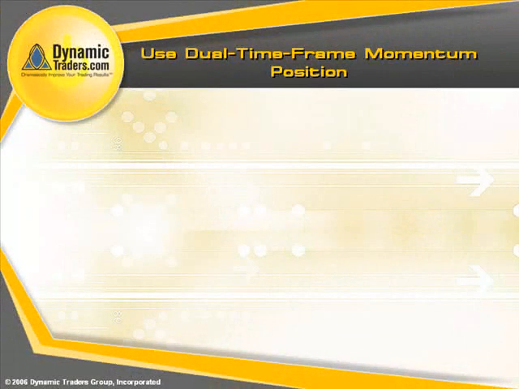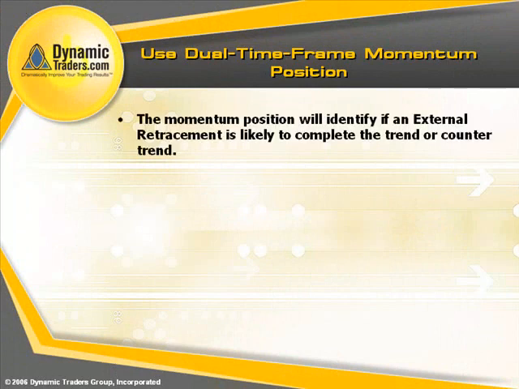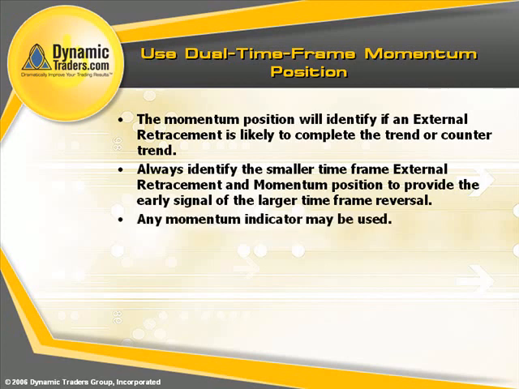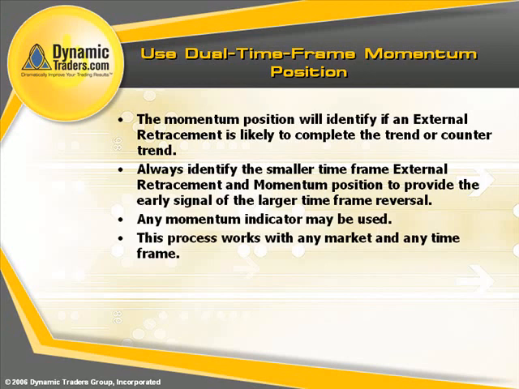Now, one of the ways we can get even closer to a reversal is to use dual time frame momentum position. The momentum position will identify if an external retracement is likely to complete the trend or counter trend. We always identify the smaller time frame external retracement and momentum position to provide the early signal of the larger time frame reversal. Look at it on the smaller, signal on the larger. We can use any momentum indicator, and this process can be used with any market and any time frame. So let's take a look at using dual time frame momentum position with this particular approach.